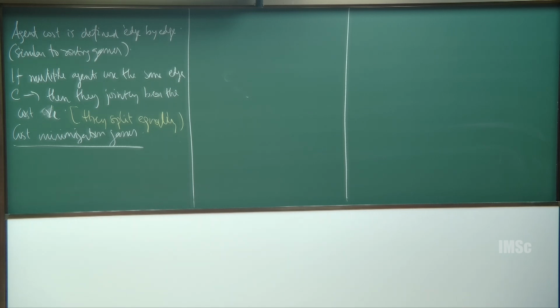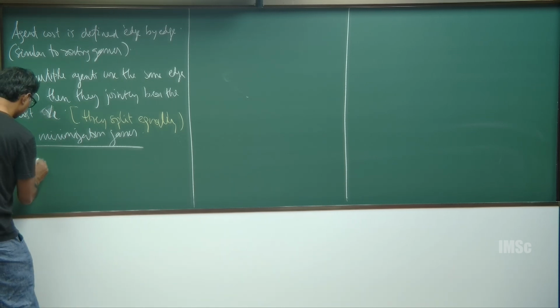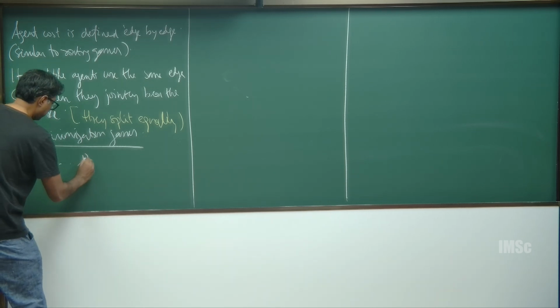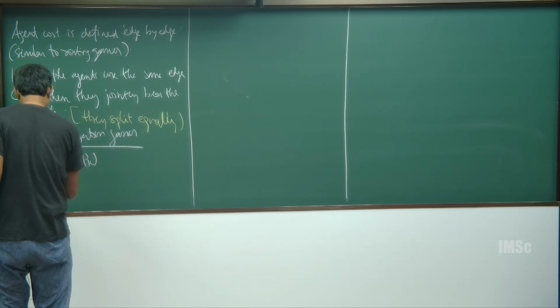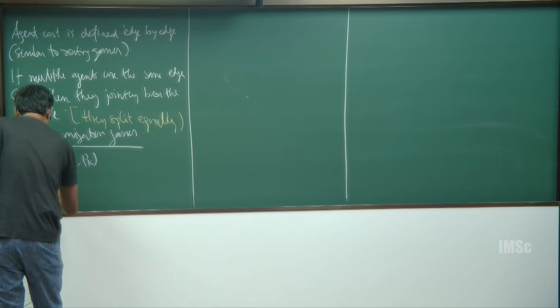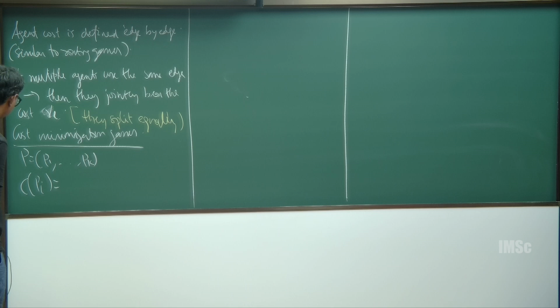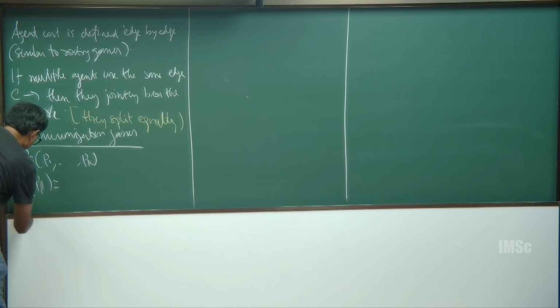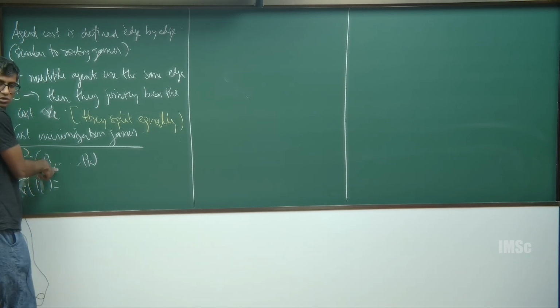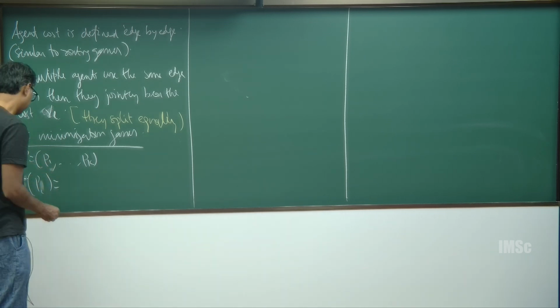What is the cost of an agent? Suppose you are given this outcome P, P1 to Pk. I am interested in the cost of agent i. So this is Ci of P: the cost of agent i with respect to the outcome P.